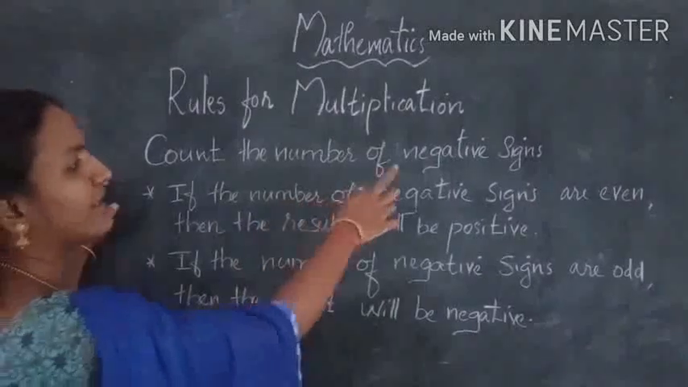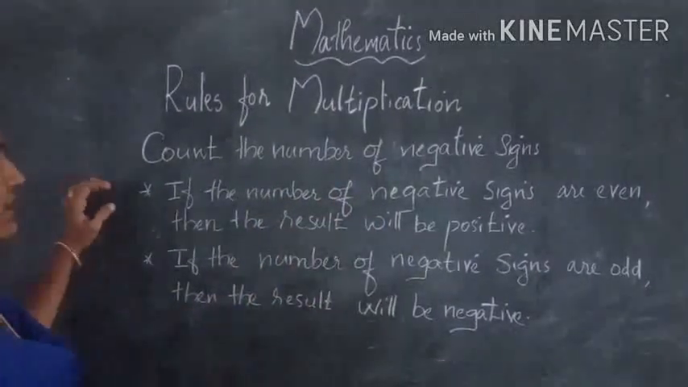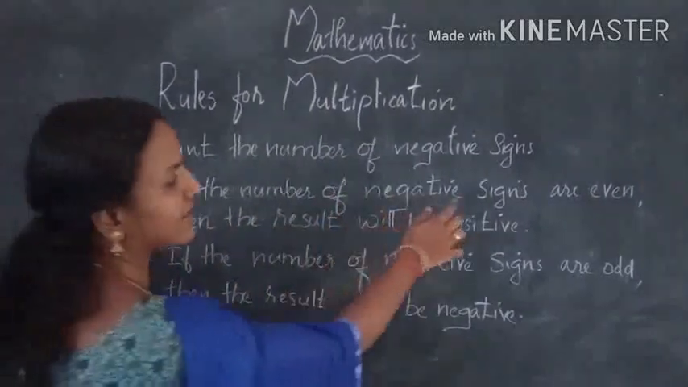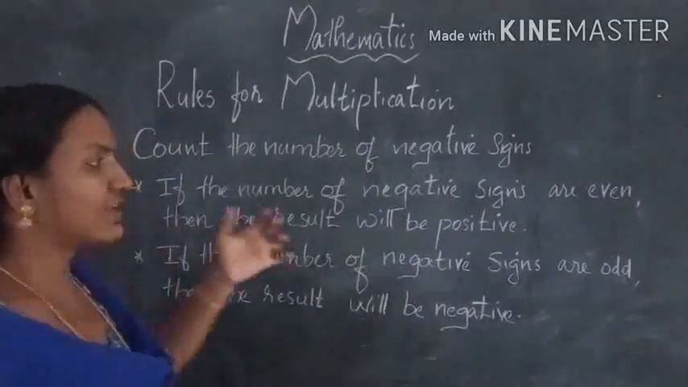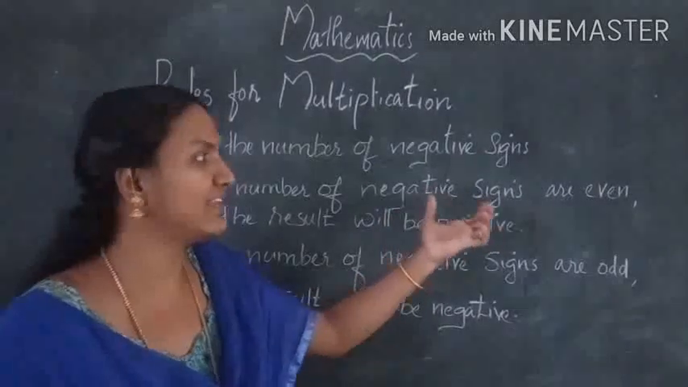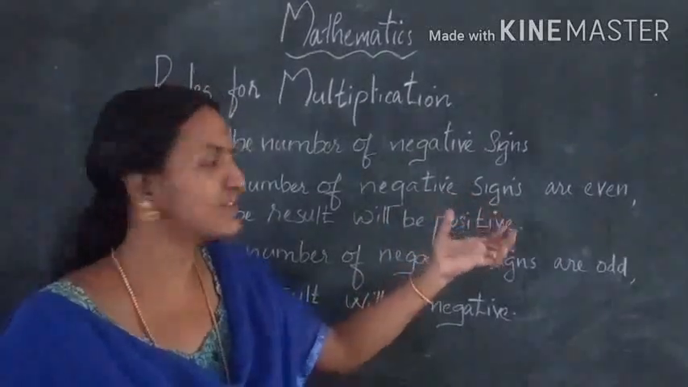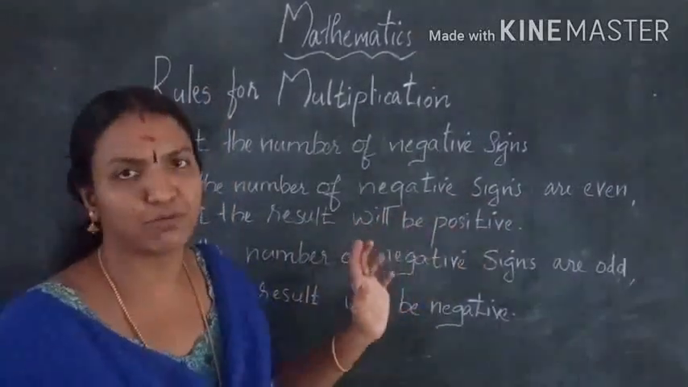Count the number of negative signs. If the number of negative signs is even, then the result will be positive. First we count the number of negative signs. They are even. Even means 2 or 4 or 6. That time the result will be positive.